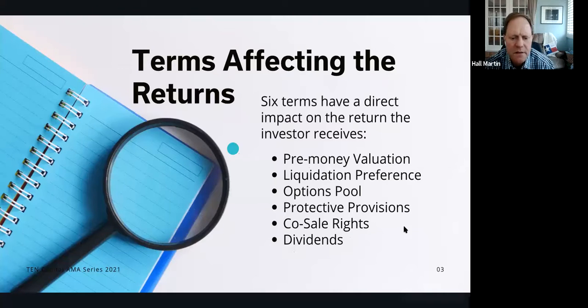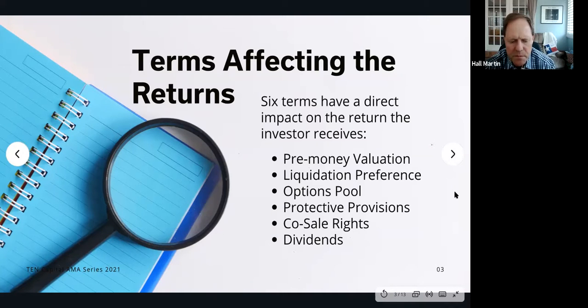Next is terms affecting the returns. These are the 6 terms that I find have the biggest impact on what you'll get back. Number 1 is the pre-money valuation that we talked about. It's the biggest factor. That's the valuation of the company before the investment goes in. This is the number that's often bandied about between the startup and the investor as to where they're thinking the valuation is going to be. And then liquidation preference, as we talked about before, gives the investor some piece back before the others.